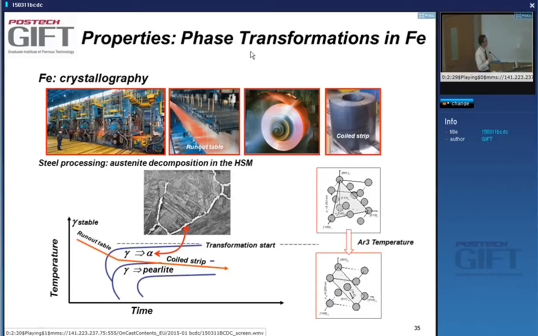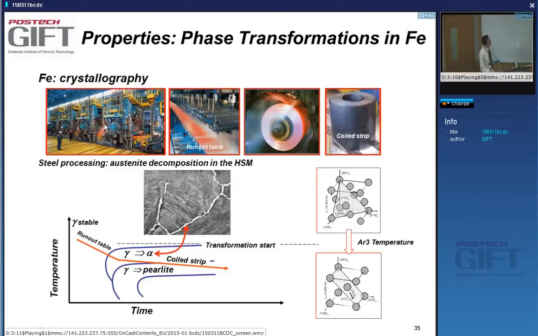So this is an example, for instance, of where it happens: in the hot strip mill. This is the rolling mill. You can see the strip coming out. These are the so-called finishing stands in a hot strip mill. You see here the hot strip. When it comes out of this mill, it goes into what is called a runout table. We'll discuss this in more detail as we go on. That's where it's cooled, yes, before it's coiled.